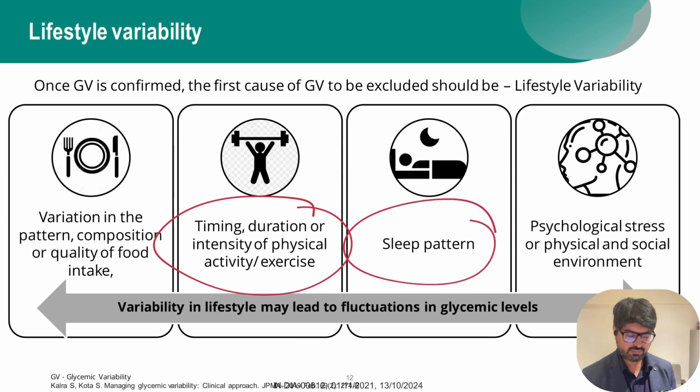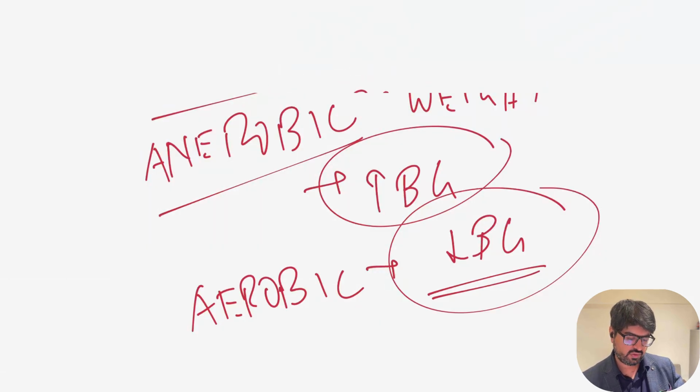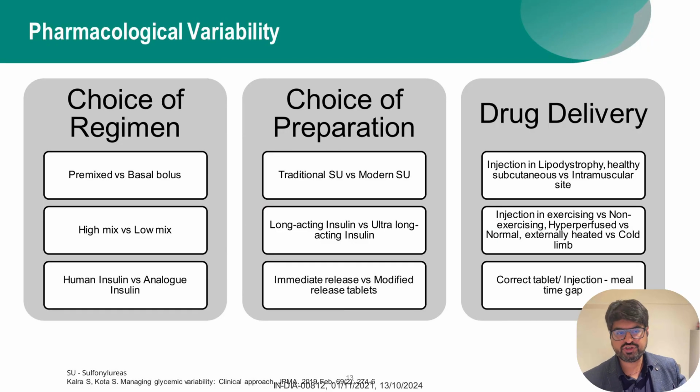Patients can have abnormal sleep patterns, especially when you have obstructive sleep apnea, OSA. Obstructive sleep apnea is an extremely important cause of glycemic variability. Of course, it could be psychological stress, physical and social environment. All these things can also, and again, patients' compliance in terms of the medications also can lead to all these problems. Okay.